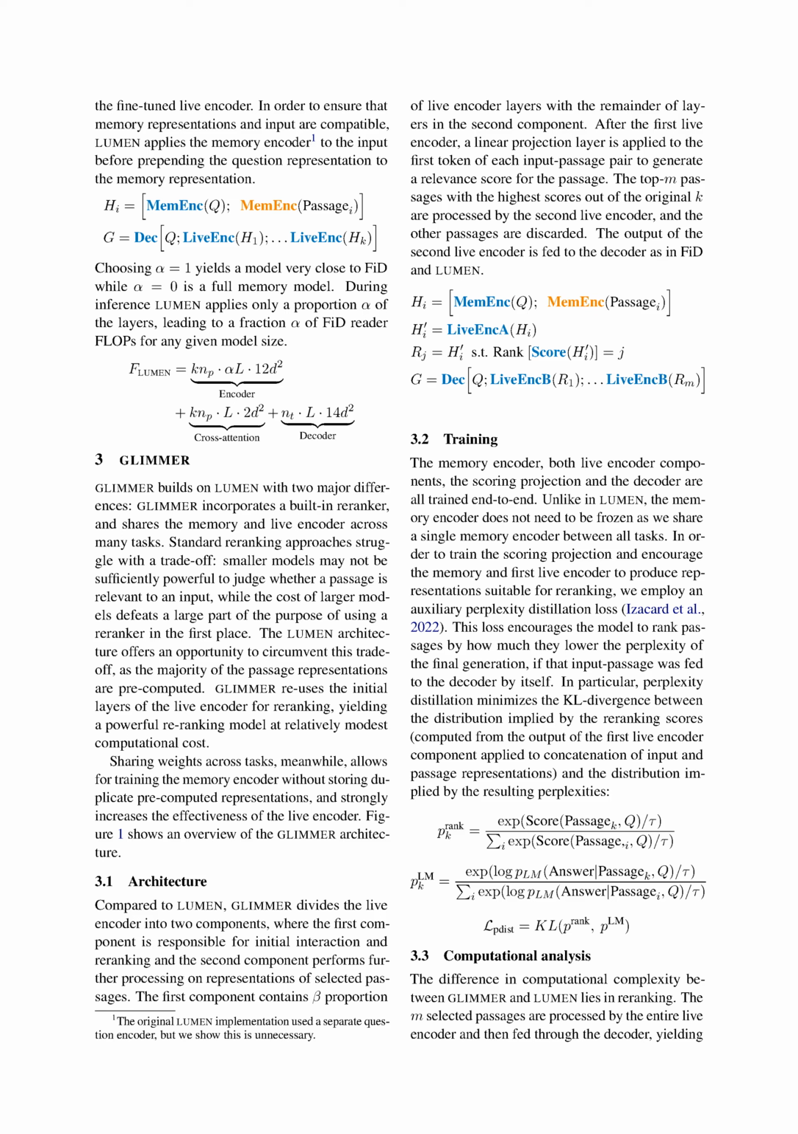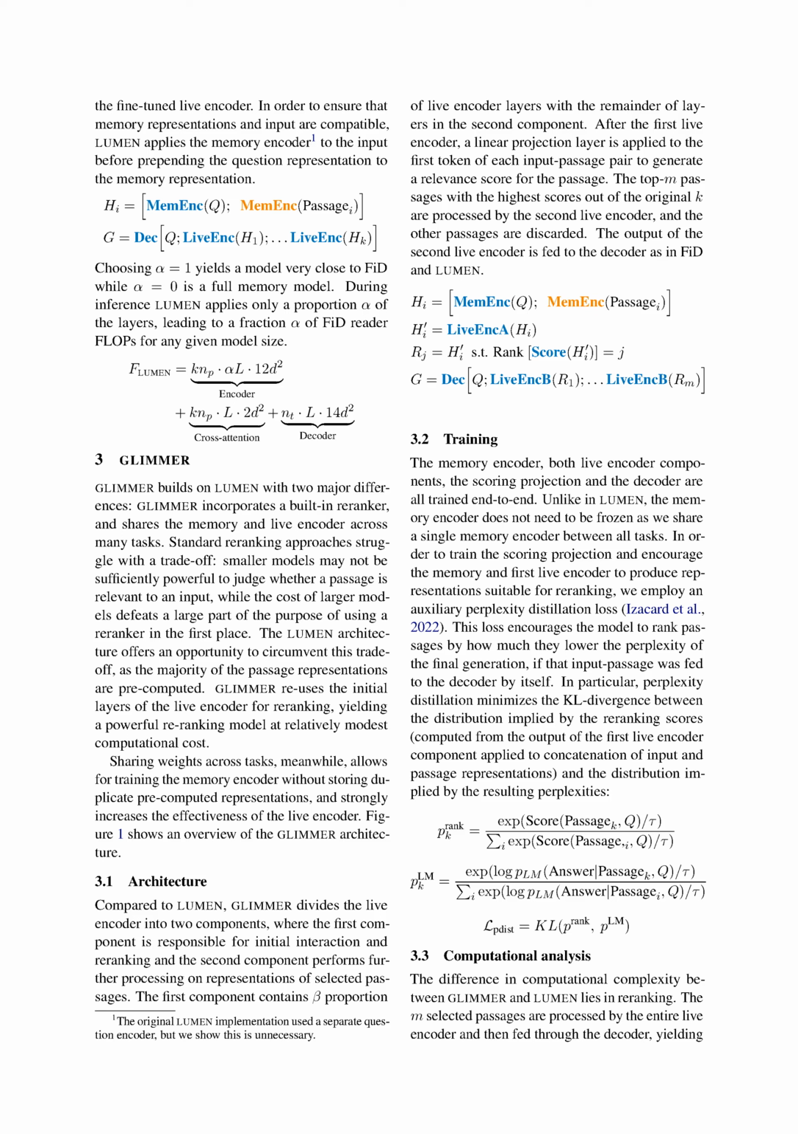Section summary. The Glimmer architecture incorporates a built-in reranker and shares the memory and live encoder across many tasks. By reusing the initial layers of the live encoder for reranking, Glimmer yields a powerful reranking model at relatively modest computational cost. The architecture divides the live encoder into two components, where the first component is responsible for initial interaction and reranking and the second component performs further processing on representations of selected passages.